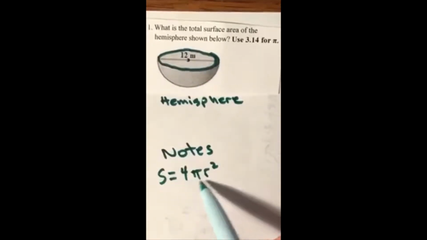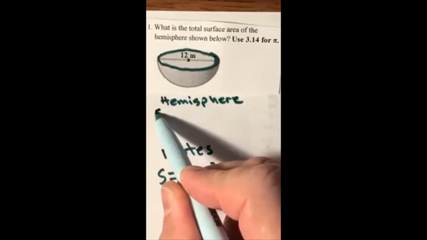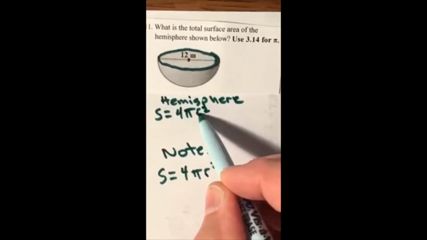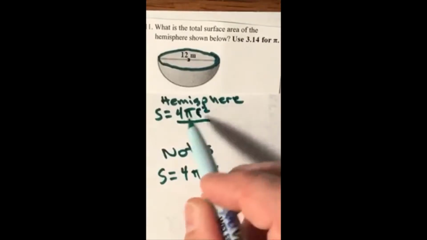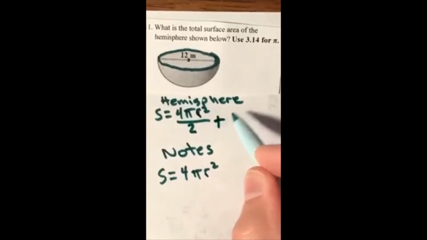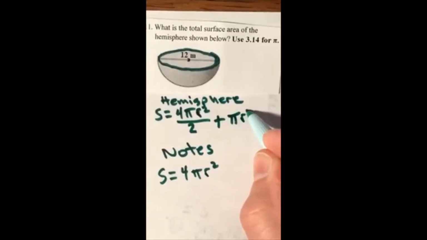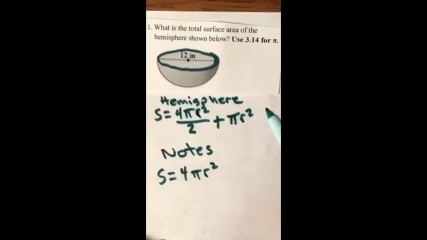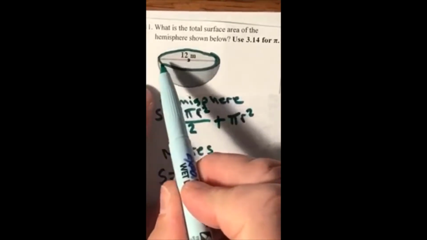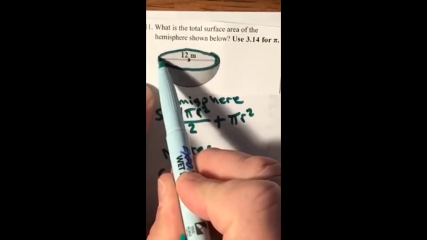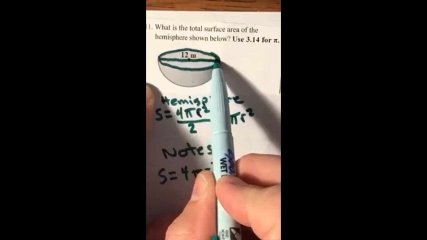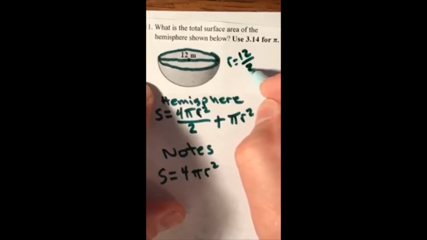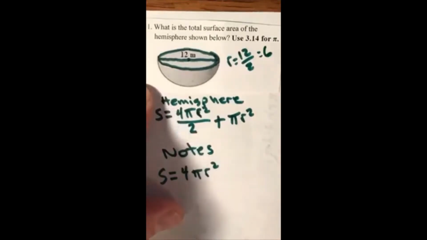So we want to take this, I'm going to go ahead and put S for surface area. We want to take 4 pi r squared, okay, and we want to divide by 2, and then we want to add in pi r squared. Remember, the area of a circle is pi r squared, and we notice that we have a segment that goes from one edge all the way through the center all the way to the other side. That's diameter. So the radius is going to be 12 divided by 2, and that's going to equal 6.